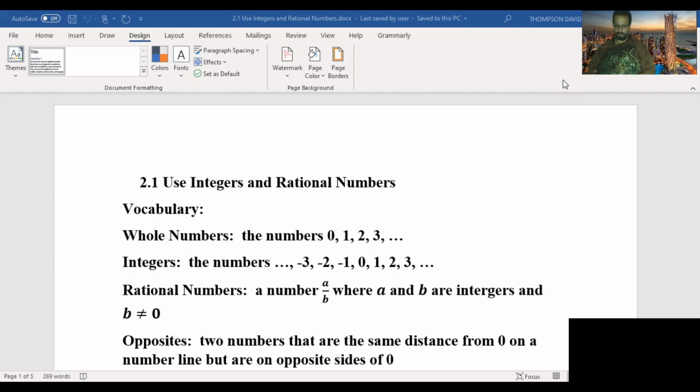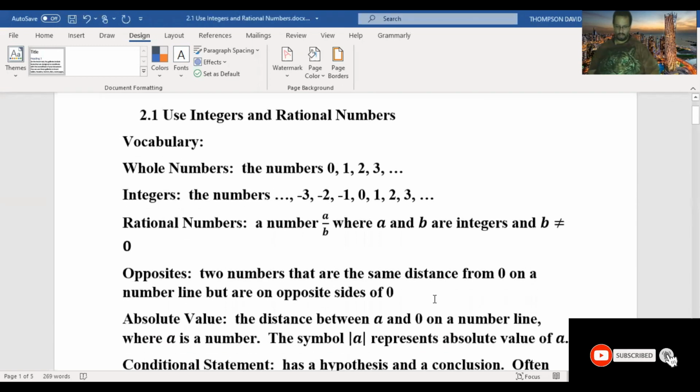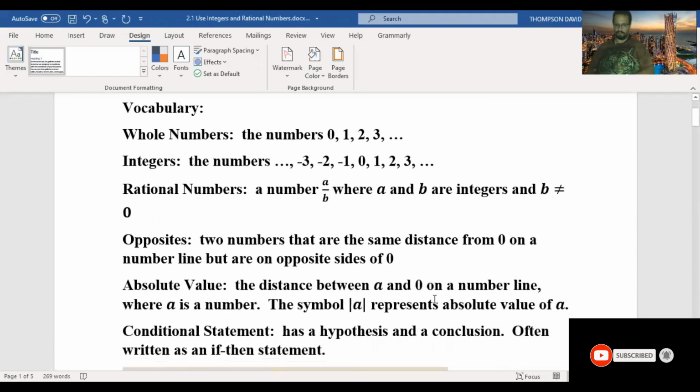Rational numbers are a number a over b, where a and b are integers and b does not equal 0. Opposites are two numbers that are the same distance from 0 on a number line, but are on opposite sides of 0.